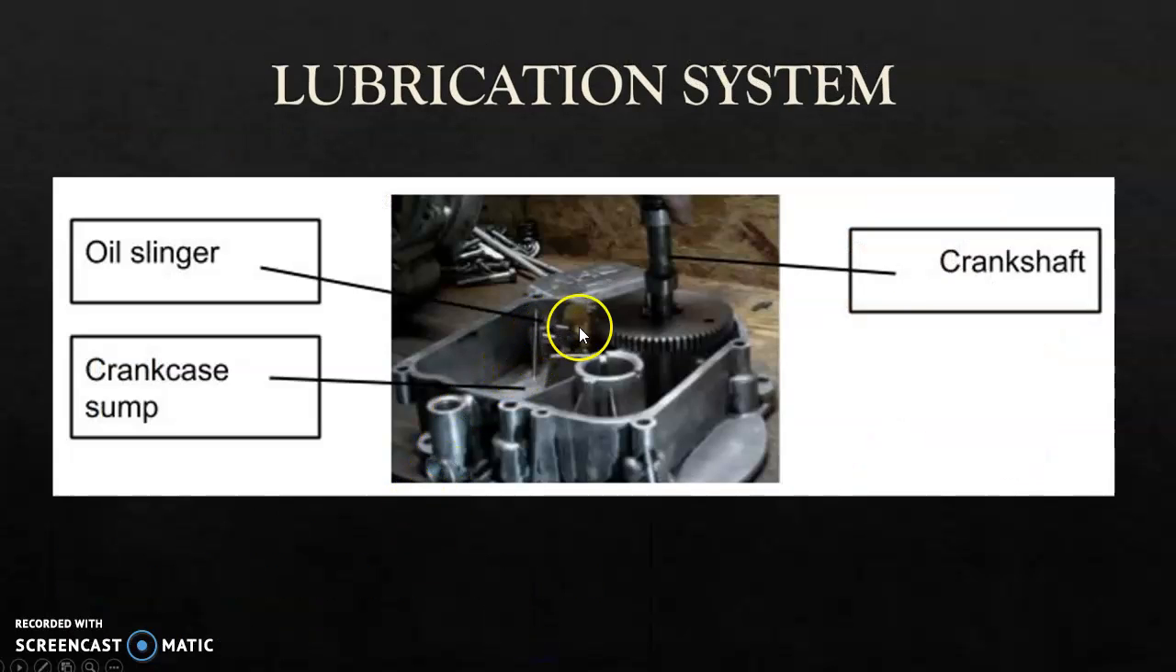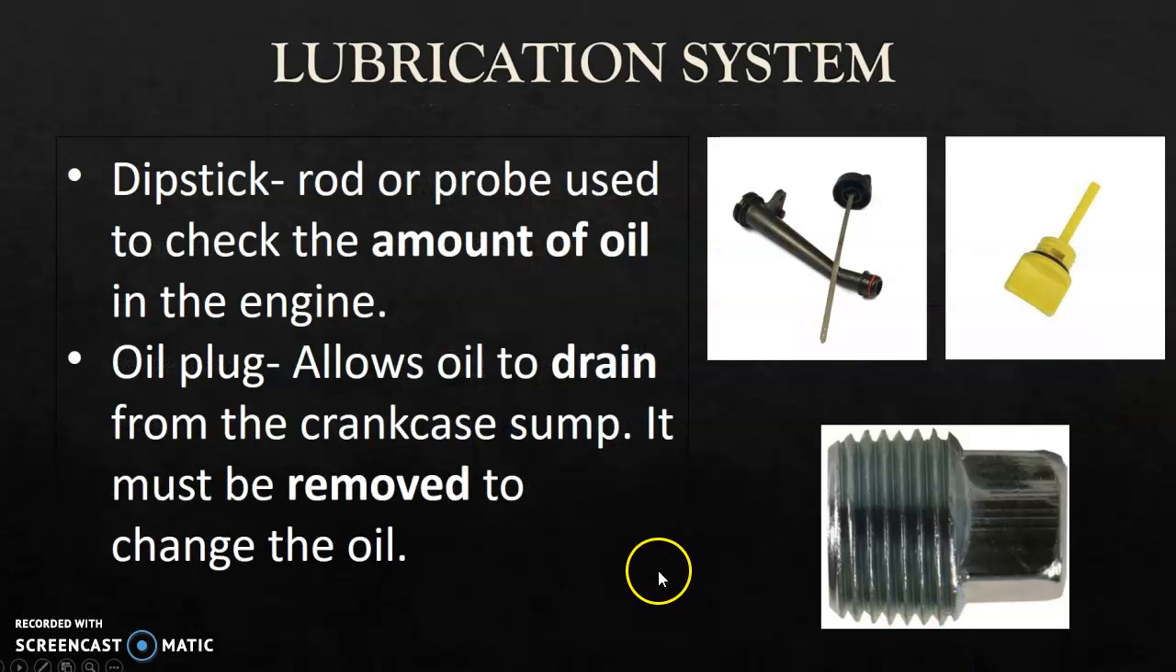All right, so that oil slinger is right over here in the corner. Crankshaft is right here, and that's within the sump there. All right, so that's the crankcase. You've got an oil plug. The oil plug is the bottom right picture here. If you need to change the oil, that's typically what you open up versus taking the crankcase cover off. And then you can have a dipstick here to check how much oil is in the crankcase.